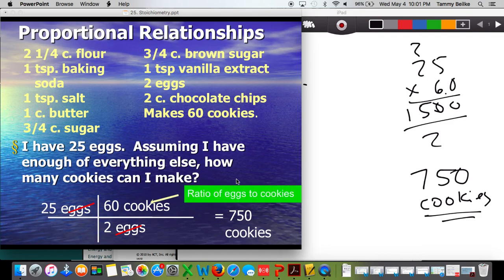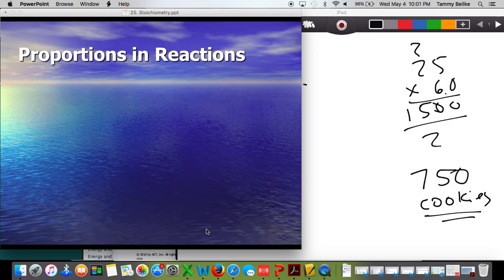Crazy. All right. This is the important piece, though. You used a ratio of eggs to cookies to convert between eggs and cookies. Well, we're going to have to use some sort of ratio in our stoichiometry problems. So, what is stoichiometry? Well, it has to do with doing proportions and reactions. It's all about the proportion of this reactant to this one, this reactant to this product, this product to this product. Okay?